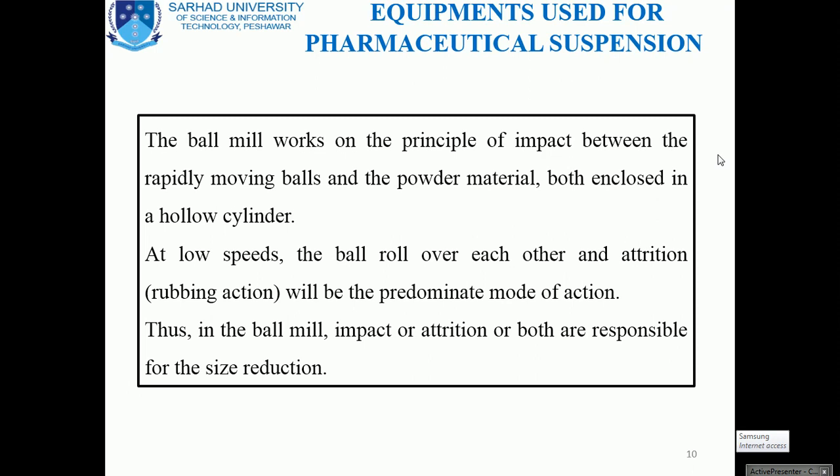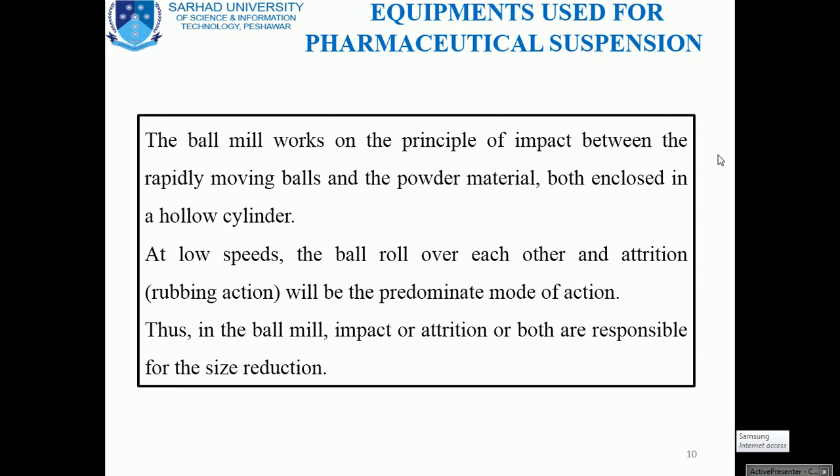After that, we will discuss the speeds. At low speed, the balls roll over each other, and attrition, that is the rubbing action, will be the predominant mode of action if the speed is slow. Thus, in the ball mill, impact or attrition both are responsible for the particle size reduction. If you desire to reduce the particle size of the material at low speed, attrition occurs, and impact occurs between the rapidly moving balls and the powder material.